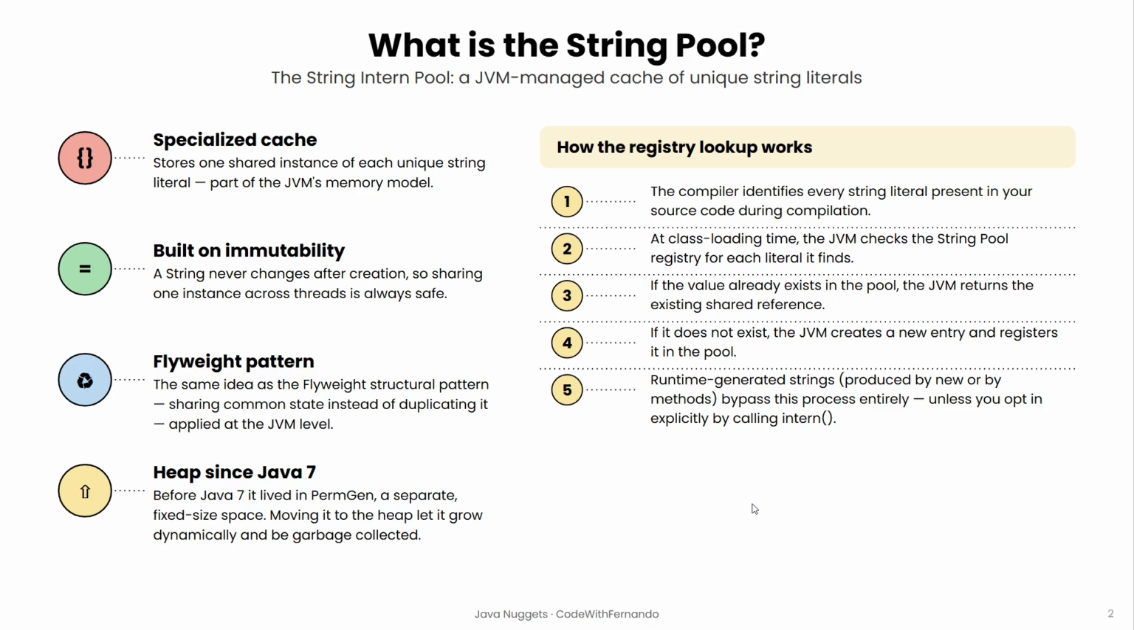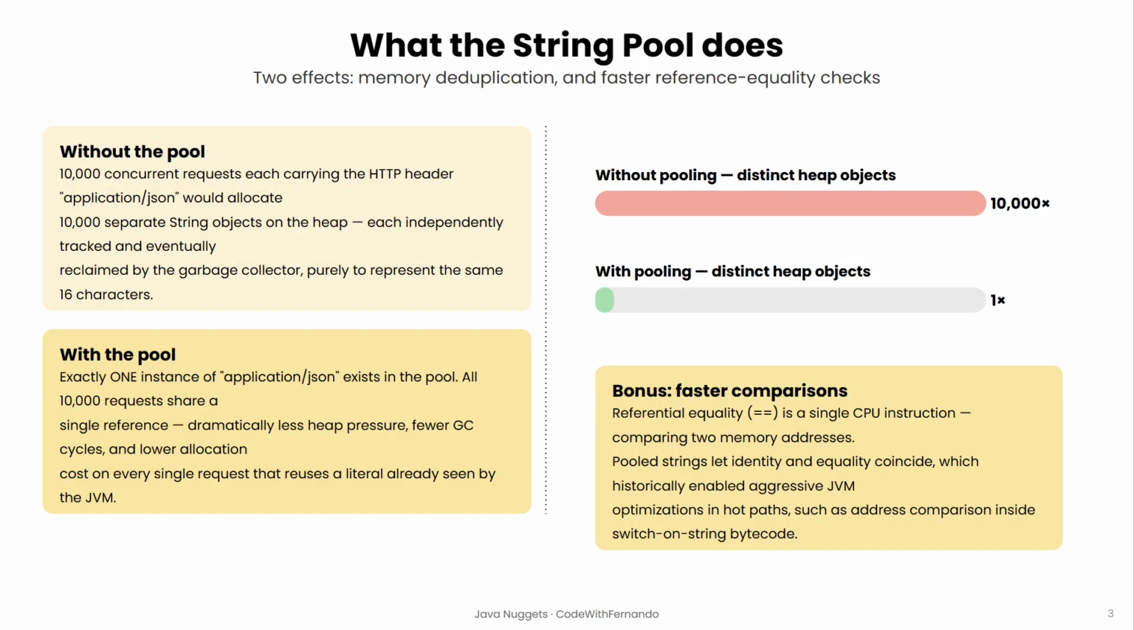Fifth, finally, runtime generated strings. These are produced by new or by methods. If that happens, it will bypass this process entirely. So let's continue. What does the string pool do? Actually, two effects: memory deduplication and faster reference equality checks.